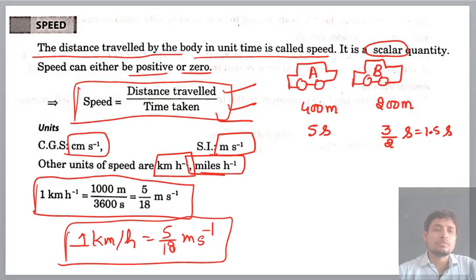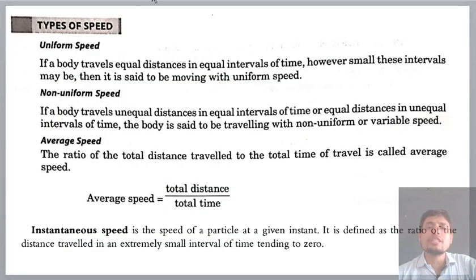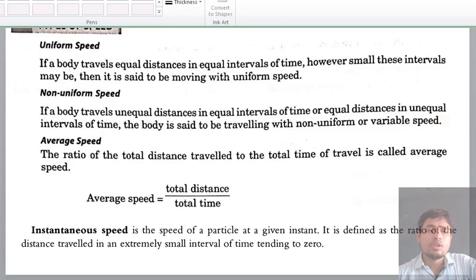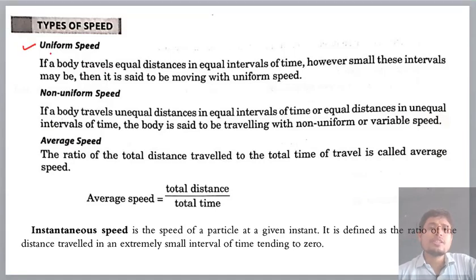Okay. Now, types of speed. The first is uniform speed. Uniform speed means if the body covers equal distances in equal intervals of time, then the speed of the body is said to be uniform speed.